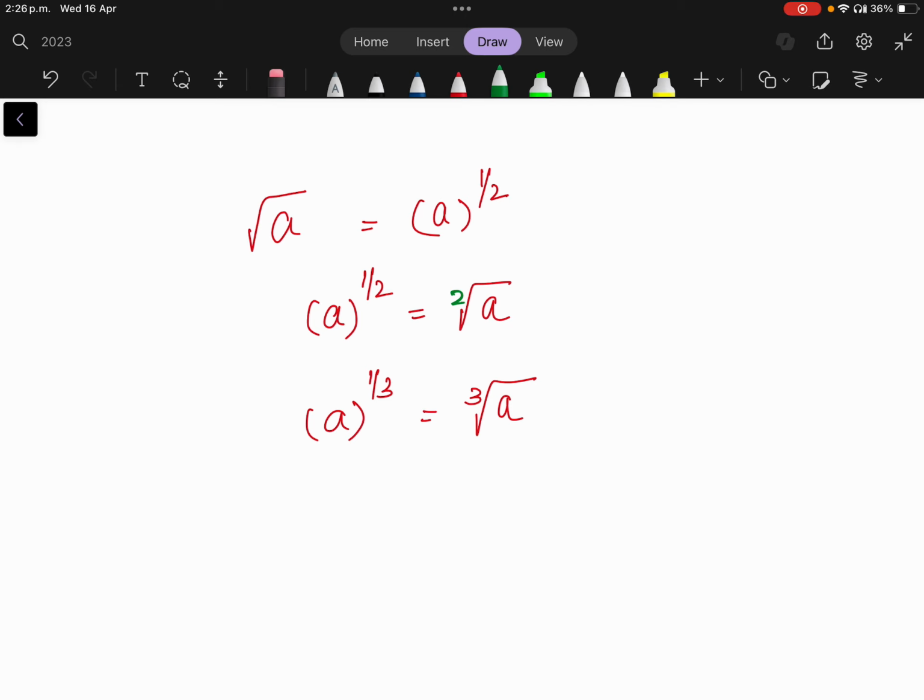An example will be 9 to the power of 1 over 2. I can write it as the square root of 9, which is equal to 3. 27 to the power of 1 over 3 will be the cube root of 27, which is equal to again 3. So these two things you have to remember.